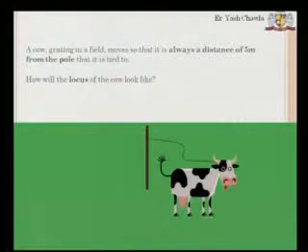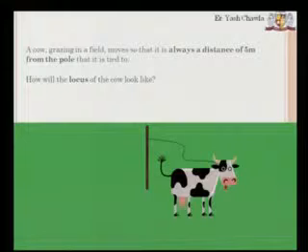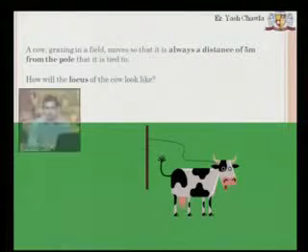This is a cow which has been tied to a pole in a dairy, or say in a farm. So what will be the locus that it can maximally trace? Let us see what conditions we have. A cow is grazing in a field. It moves at a maximum distance of 5 meters from the pole, which is the length of the string. So what will be the locus of that cow?